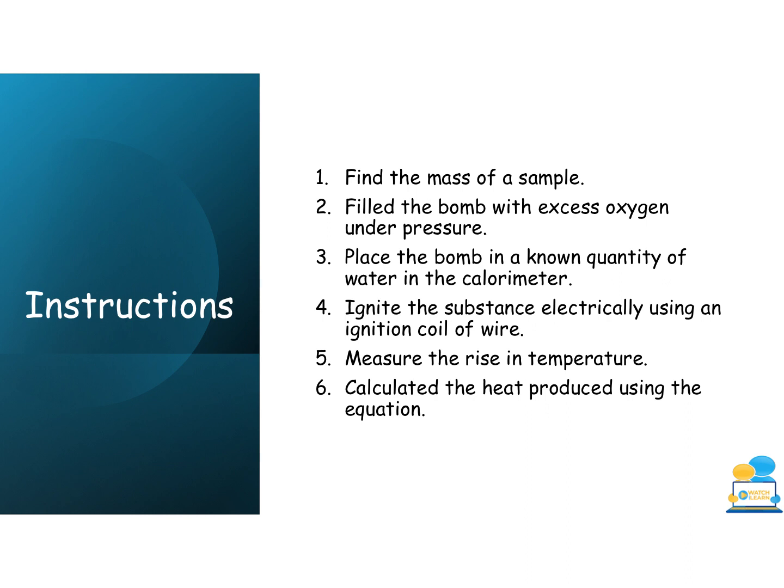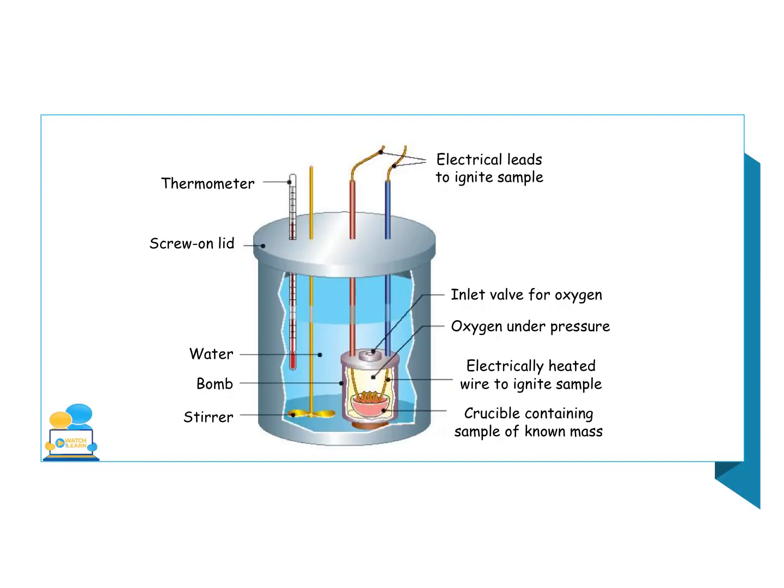After that then, the rise in temperature of the water is measured, and the heat produced is calculated using the formula: heat produced equals mass times specific heat capacity multiplied by the rise in temperature. I'll also explain that equation in much more detail as we go on.